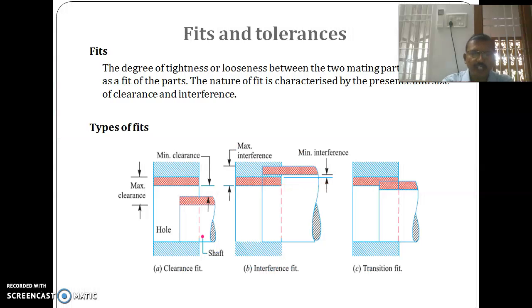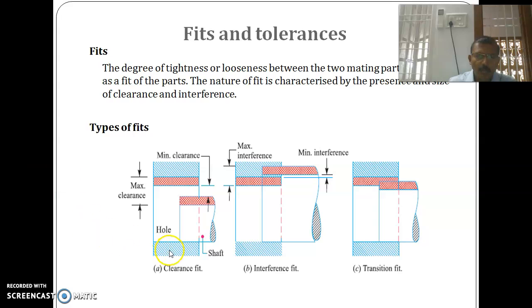There are three types of fit: clearance fit, interference fit, and transition fit. A fit is defined as the degree of looseness or tightness between two mating parts. Here, the two mating parts are a hole and a shaft. An example of a hole and shaft is a cylinder and piston assembly in an IC engine. In an IC engine, the cylinder is the hole and the piston is the shaft.